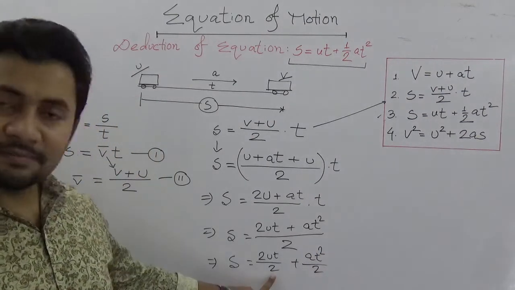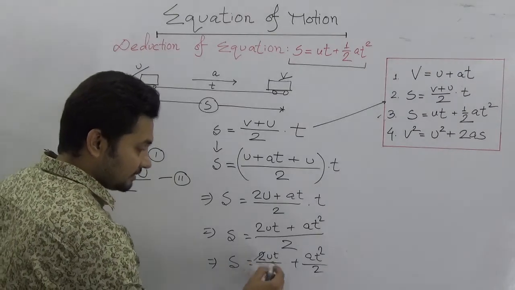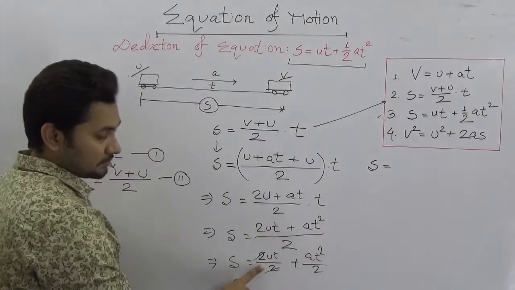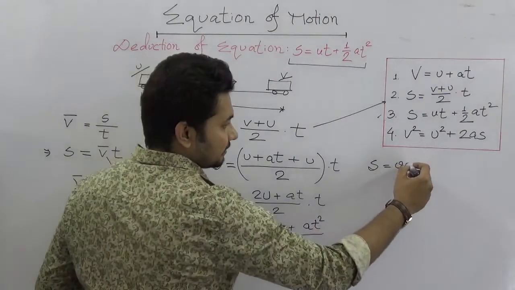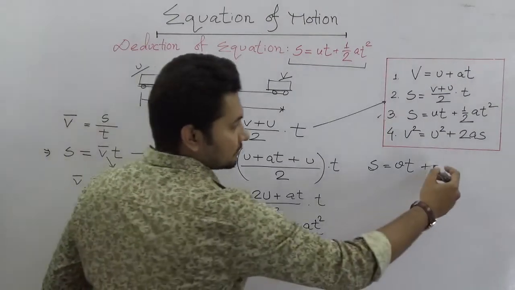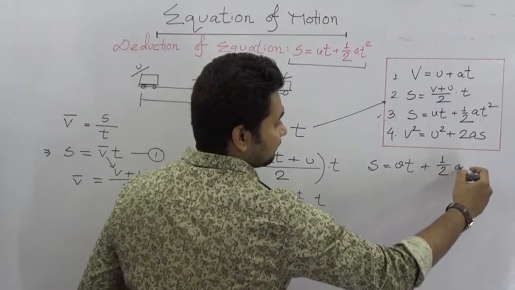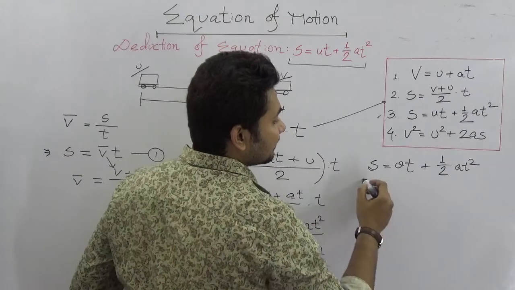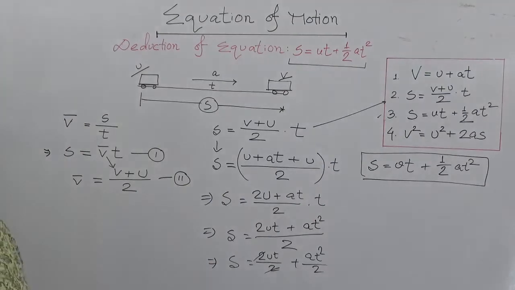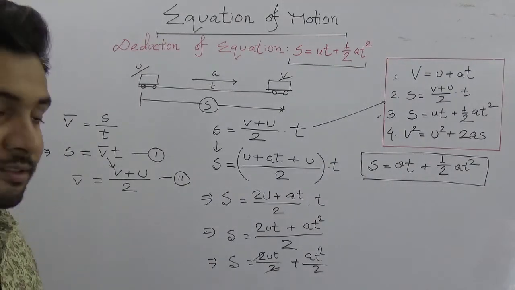Then we can cancel, and we will find that S is equal to ut plus half of at squared. And this is the third equation. So we have only 3 steps to follow.